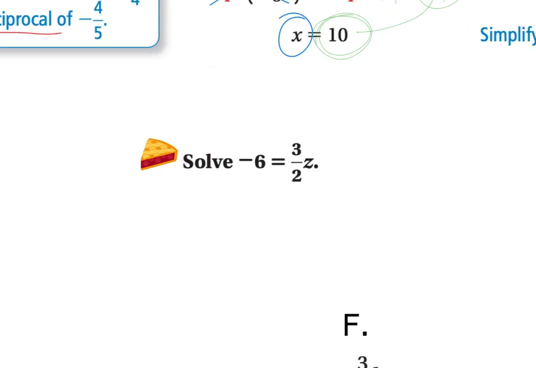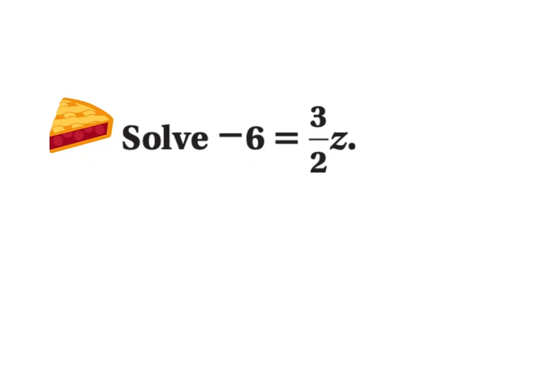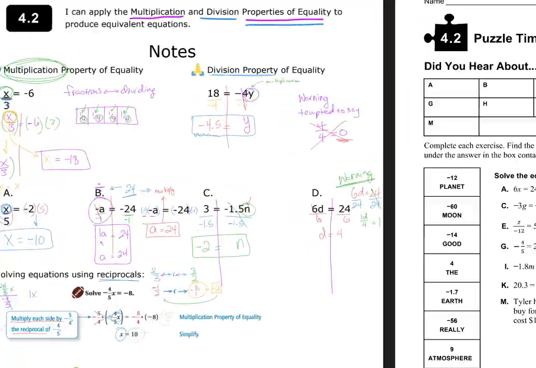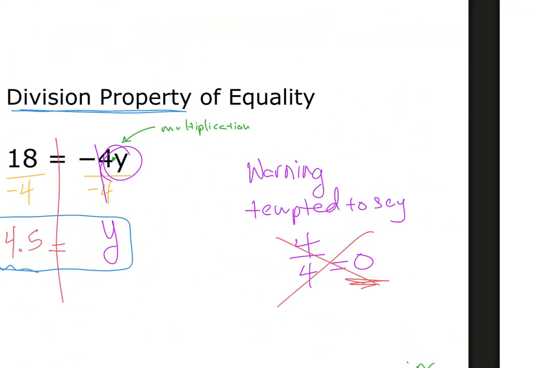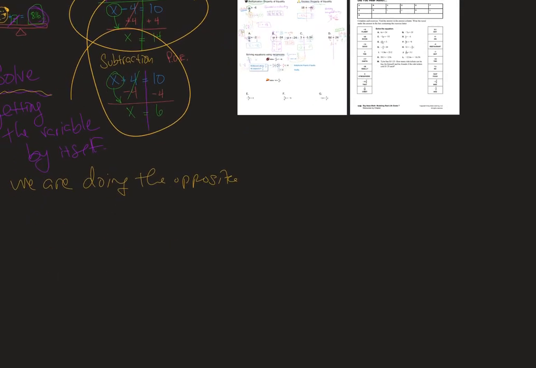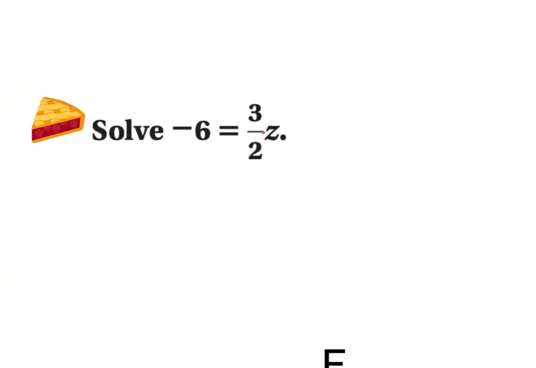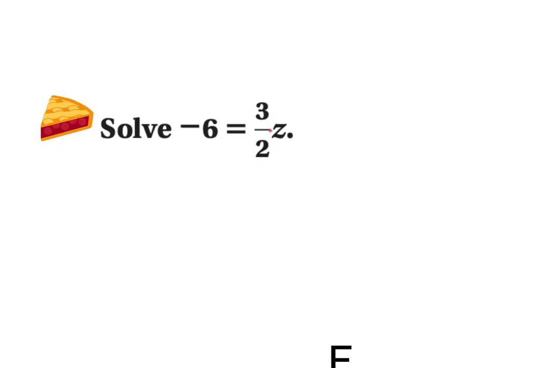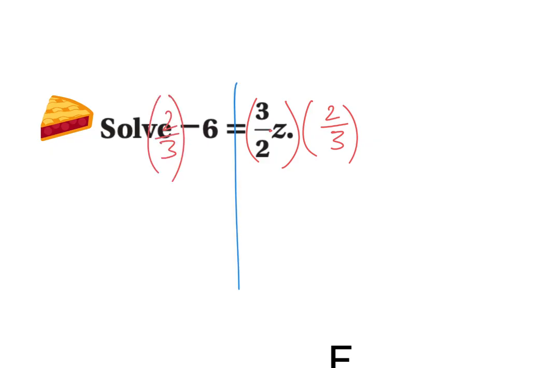If you're a little lost, let's try this one out. Right now, z is being multiplied by 3 over 2. And again, because we're multiplying, you might think we should do division, but we're not going to do division. We are going to multiply by the reciprocal. So I'm going to multiply by 2/3 on both sides. And if you're wondering where I get 2/3 from, it's the reciprocal of 3 over 2, okay?